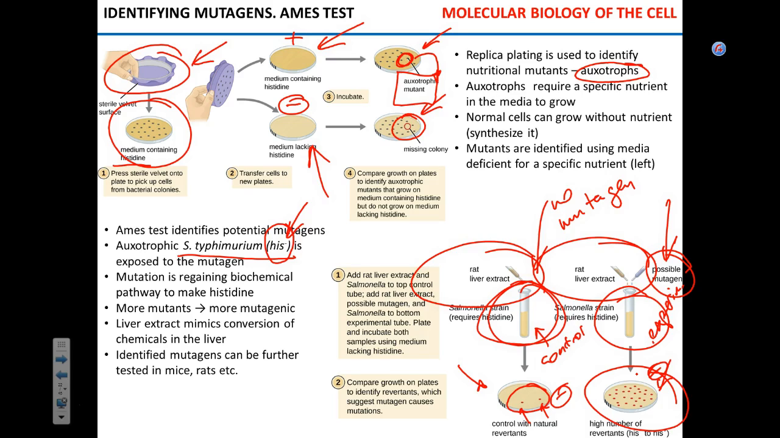Understand the idea of how the Ames test is done. We need an auxotrophic mutant first. You have to understand what an auxotrophic mutant is. Okay? And what happens to the auxotrophic mutant when it is exposed to the mutagen, reverts to the wild type phenotype? And how it is all linked to the media deficient in one of the nutrients? How we select for these revertants. Okay.